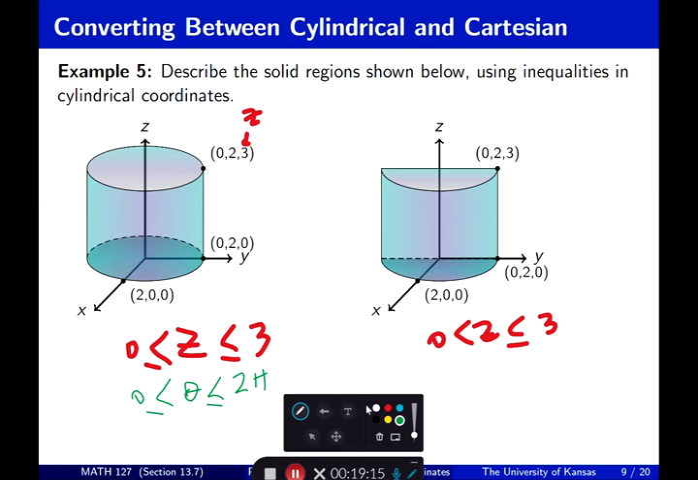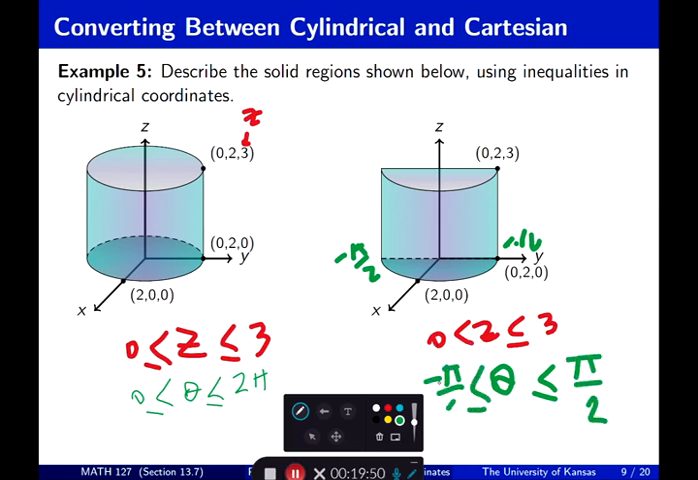But how about the other one? Is this 0 to 2 pi? No, theta actually sort of starts from over here, which is negative y value, and goes all the way to pi half, which is right here. And so this one is negative pi half for theta. So theta is between negative pi half and pi half.